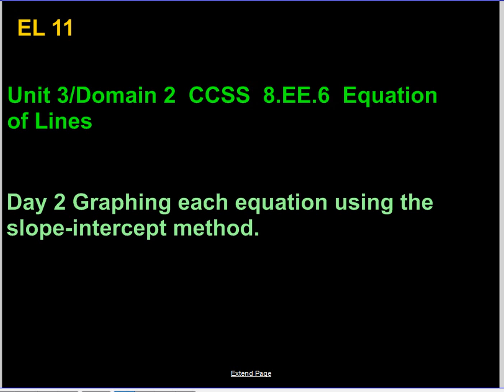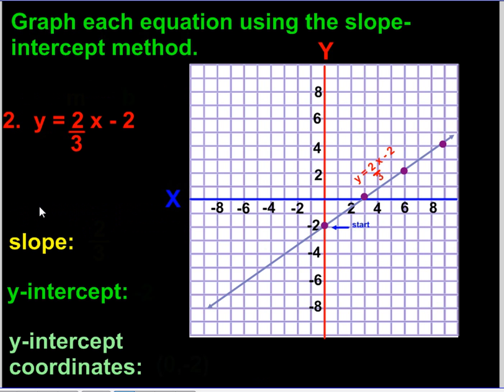Tonight's homework is EL11, Day 2, graphing each equation using the slope-intercept method. We'll start by taking a look at number 2. So we have y equals 2/3 x minus 2, and we can work with this because y is by itself.